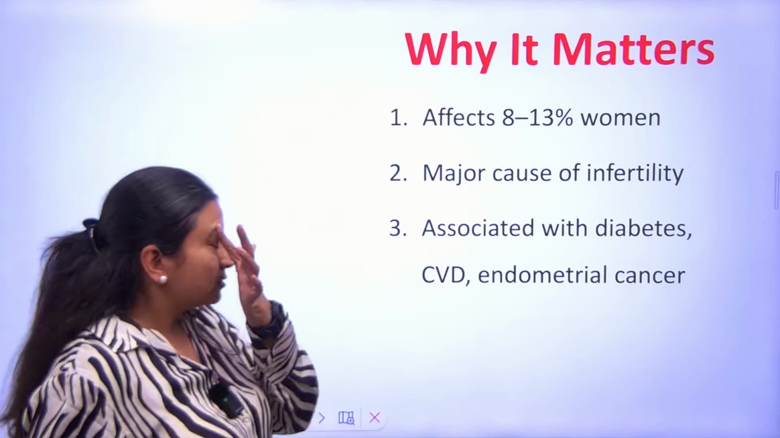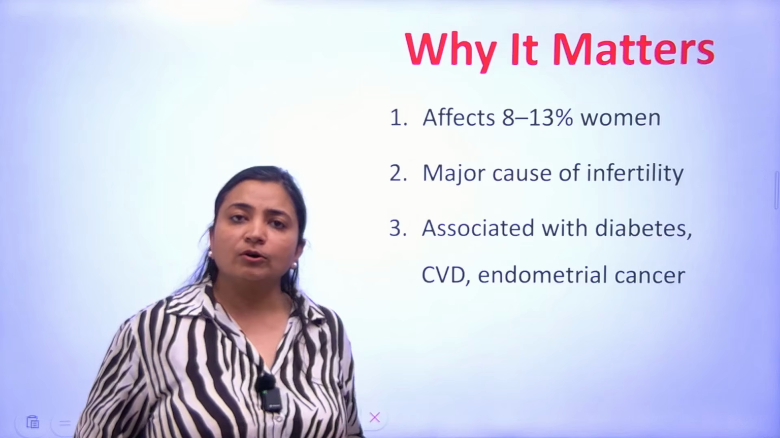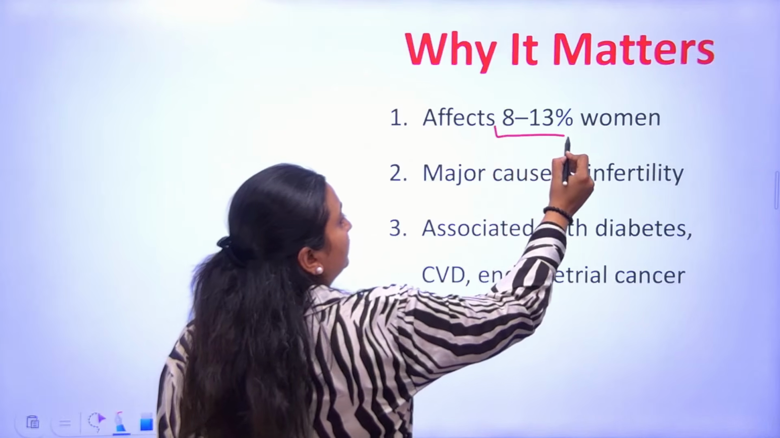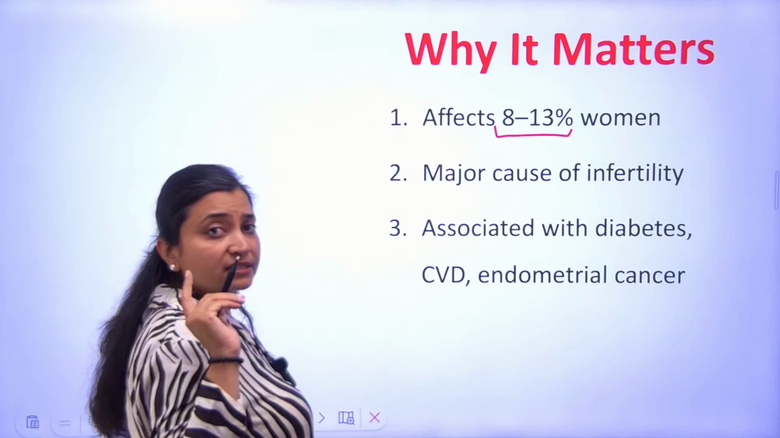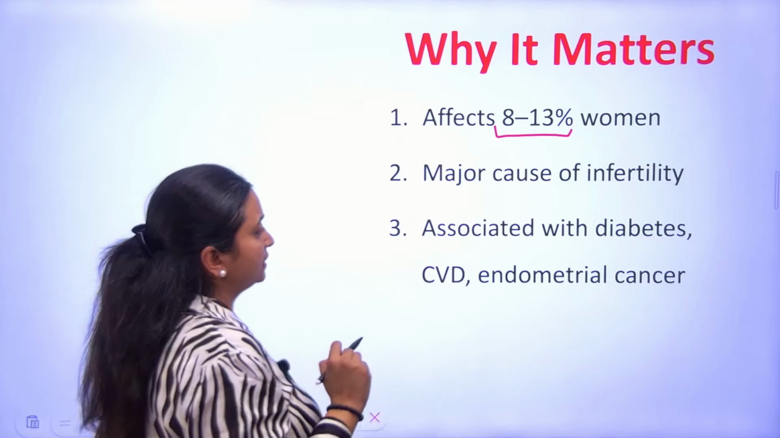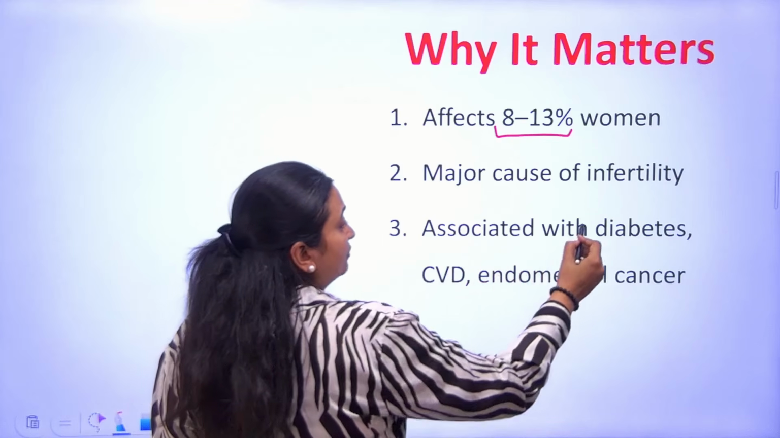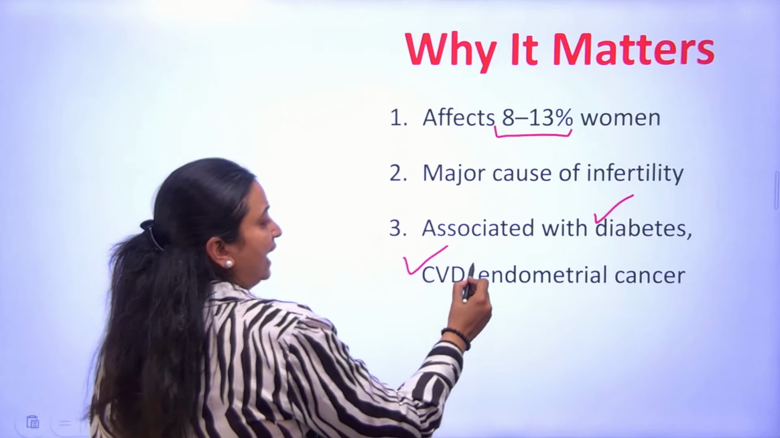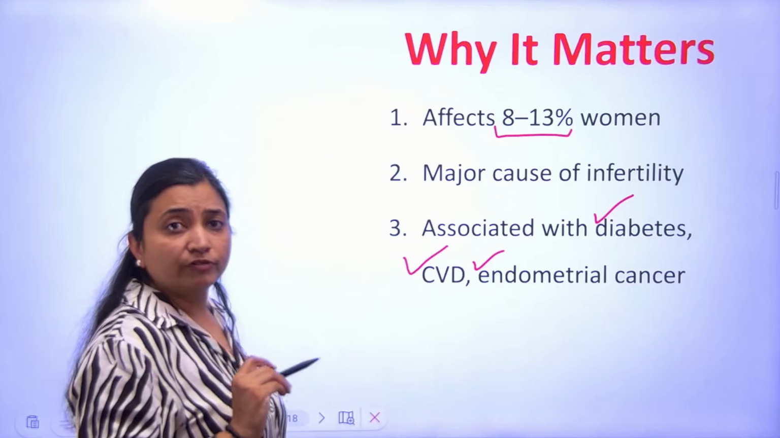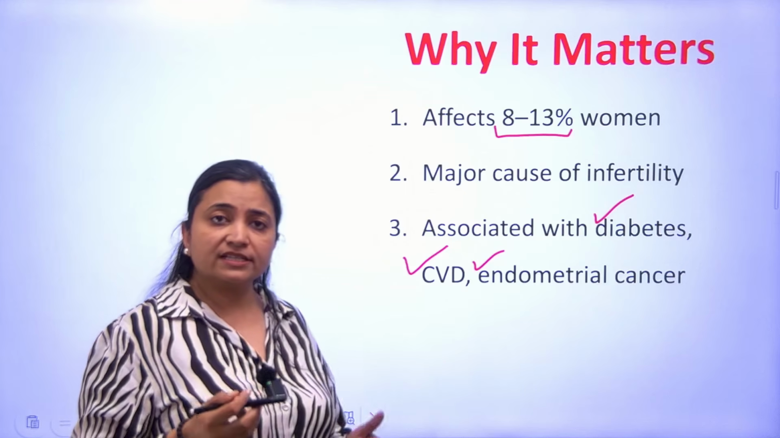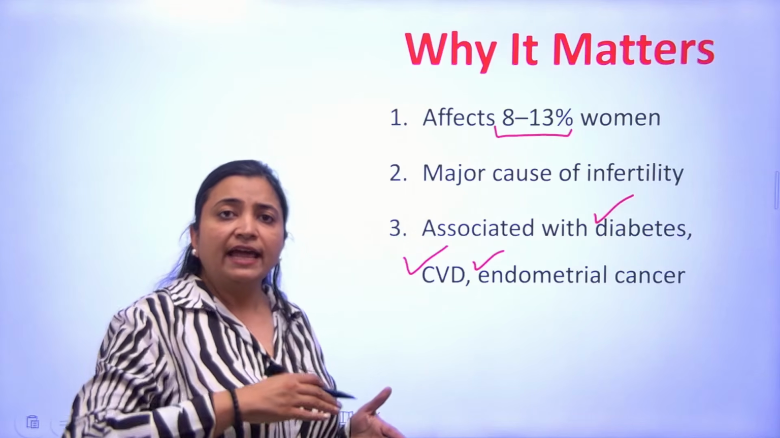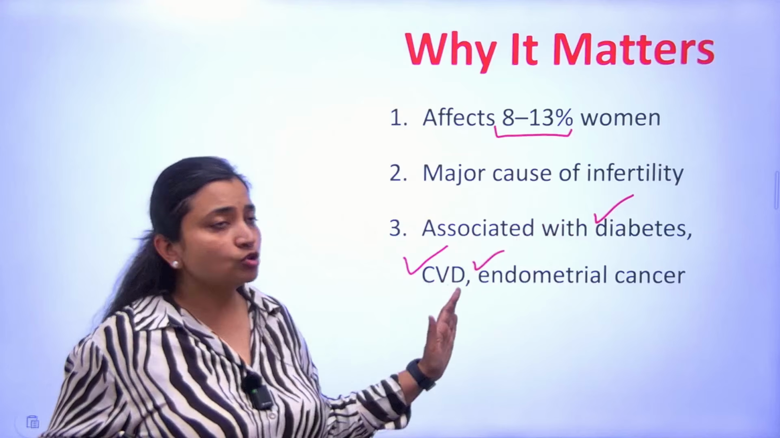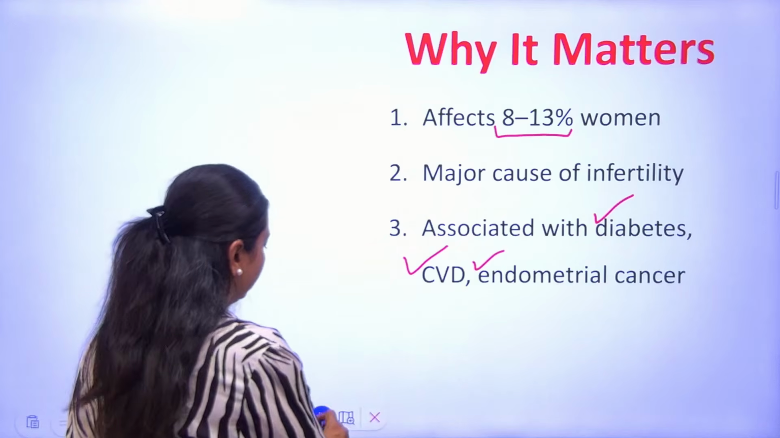Why it matters? Why is it important to talk about PCOS? It affects around 8 to 13% of women and it is a major cause of infertility. It is associated with diabetes, cardiovascular disease and endometrial cancer. So we need to know about it because it starts from reproductive age and till the late part of life it can affect so many systems.